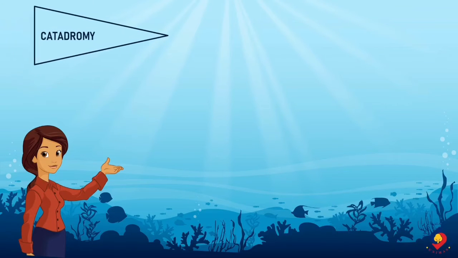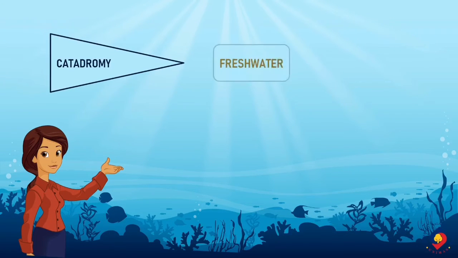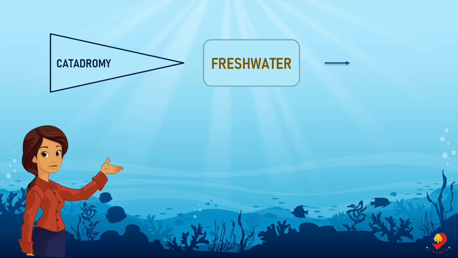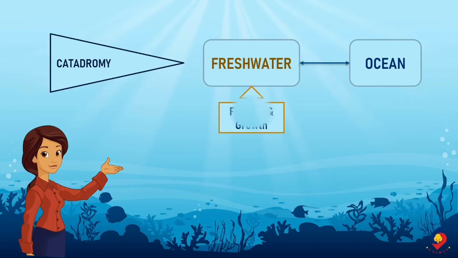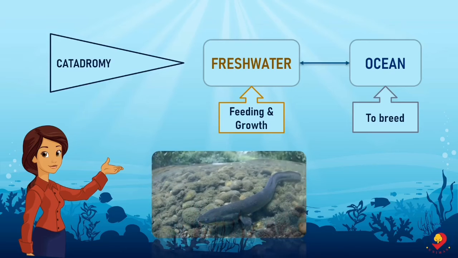Next is the catadromy migration, which occurs when mating, feeding, and growth occur in freshwater and the fully grown adults move back into saltwater to spawn, such as eels.